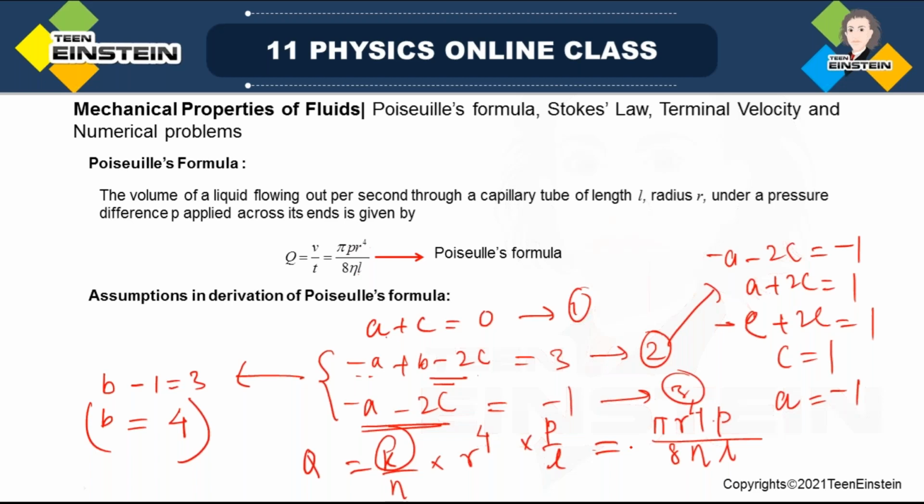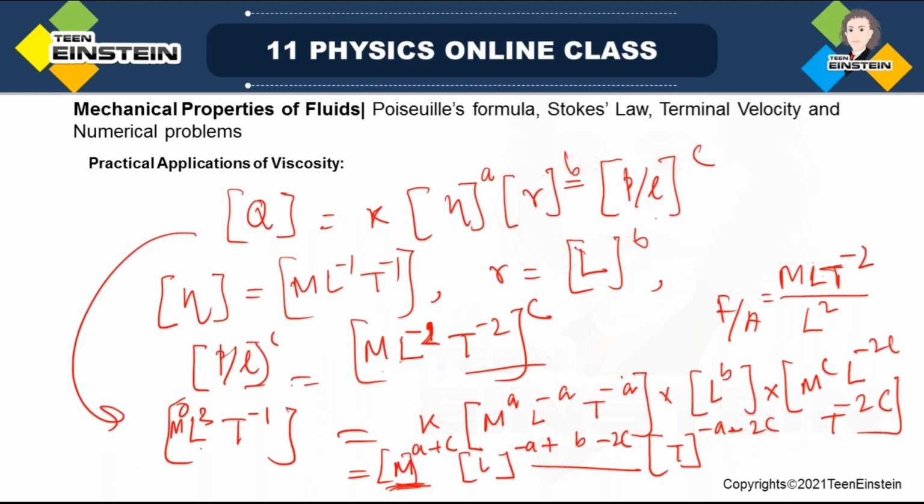Okay, this is an empirical formula, and this formula can be derived from dimension analysis only. Here k is having a value pi by 8, and if we put that, we get the equation what we have written over here. This is Poiseuille's formula, and how to derive Poiseuille's formula I have taught you. Now we'll go to Stokes law.